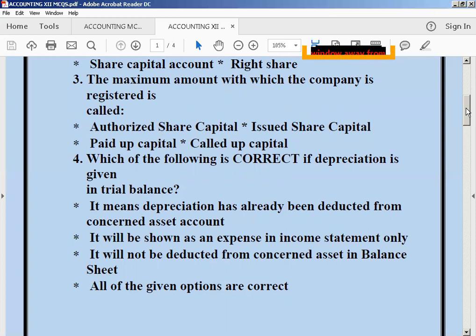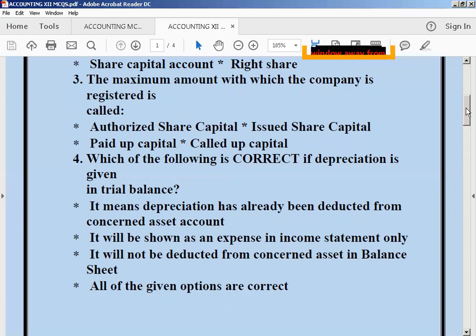You have to go through the types of capital and you must know the definitions of the types of capital, like authorized share capital, issued share capital, paid up capital, subscribed capital, called up capital. These are the types which are mentioned in the start of your chapter, the first page of the chapter Issuance of Shares and Debentures. Okay, so they were asking the maximum amount. I hope you all can find the correct answer.